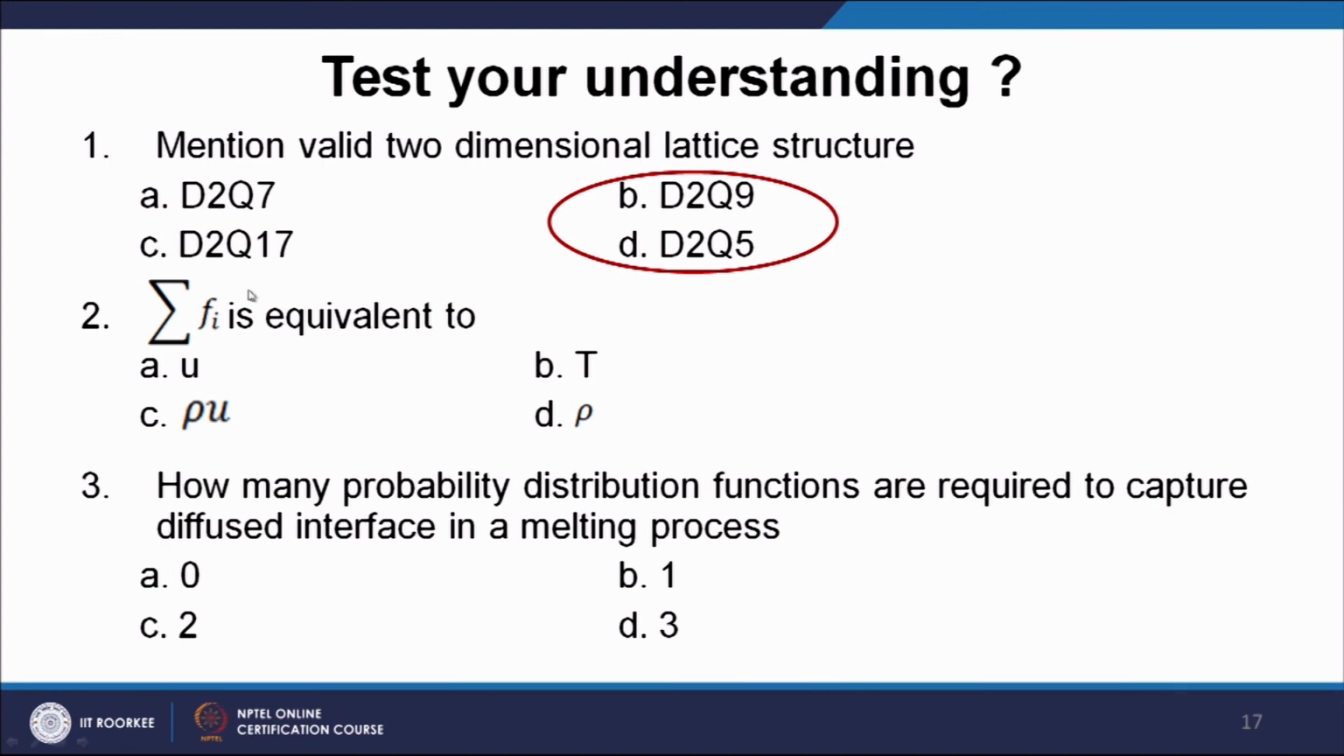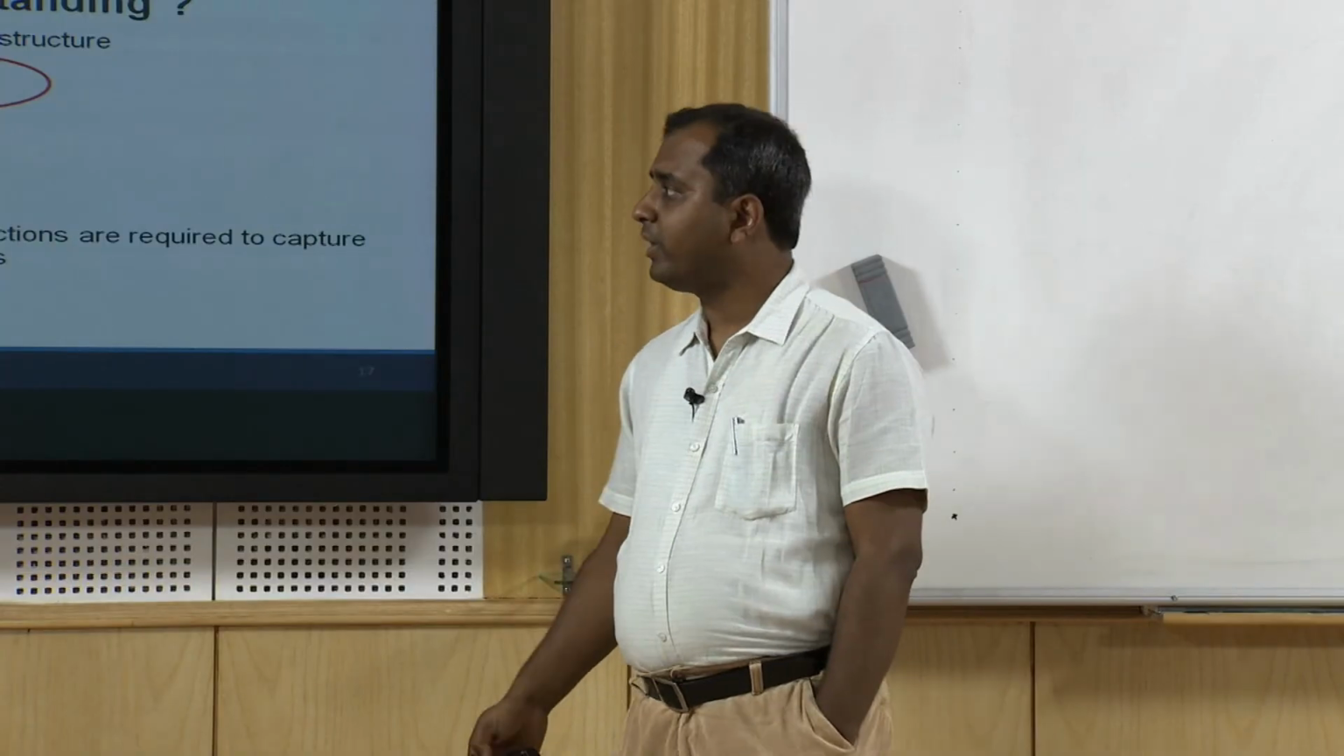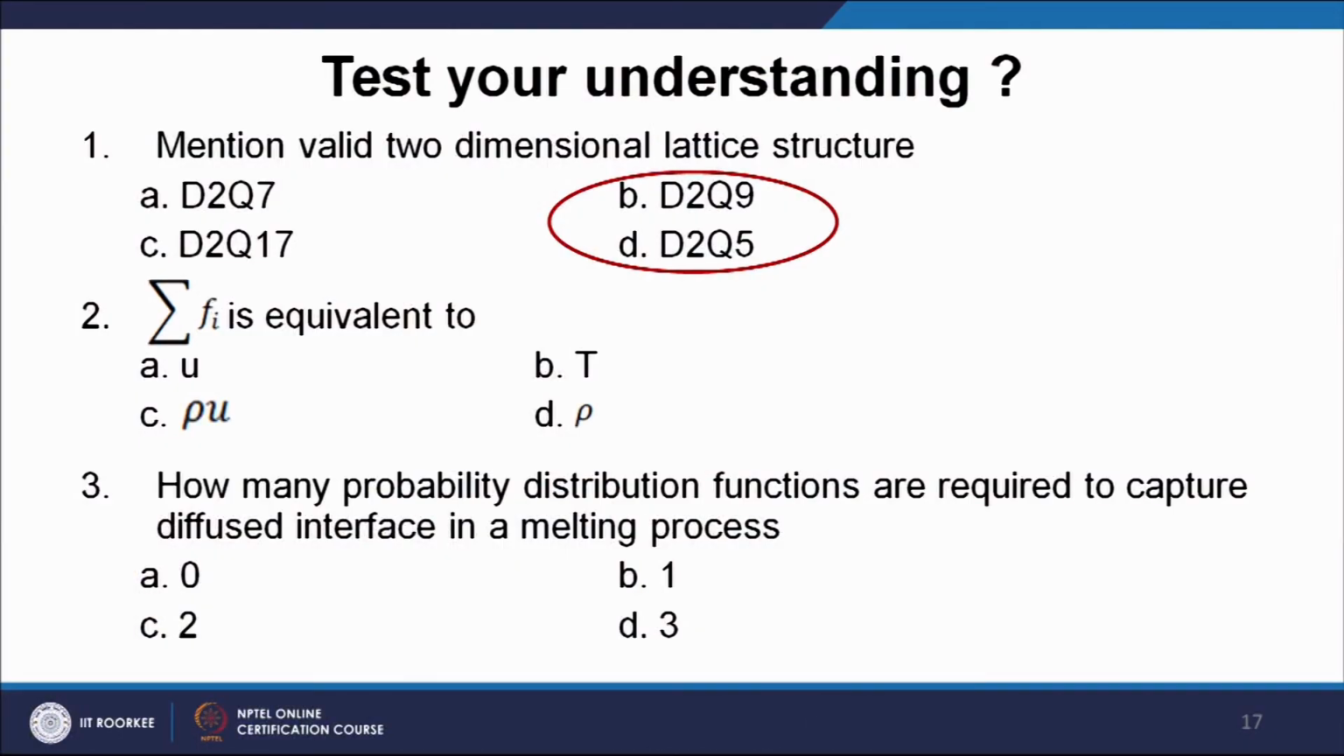Next, summation of Fi is equivalent to, this is very simple, I have already told you that summation of Fi will be equivalent to, we have 4 answers: U, T, rho U and rho. We know that summation of Fi will be equivalent to your rho. So, D is the correct answer.